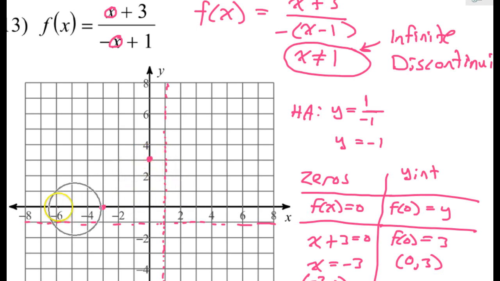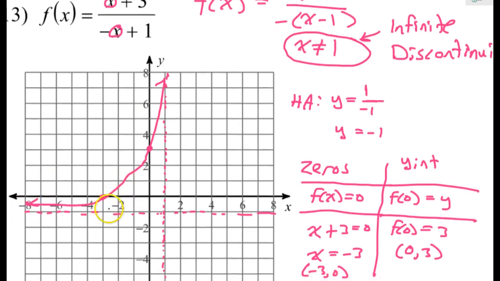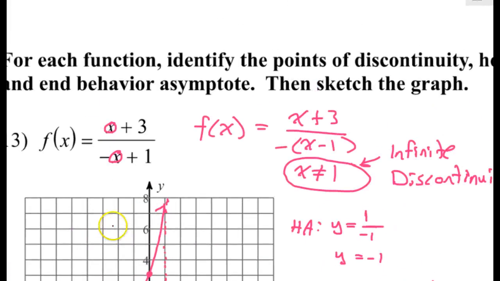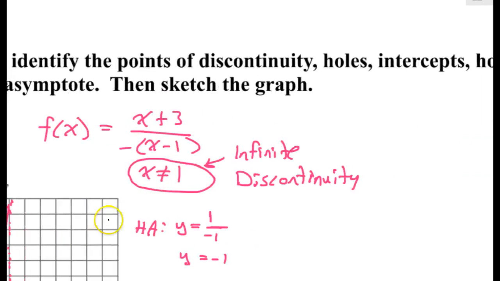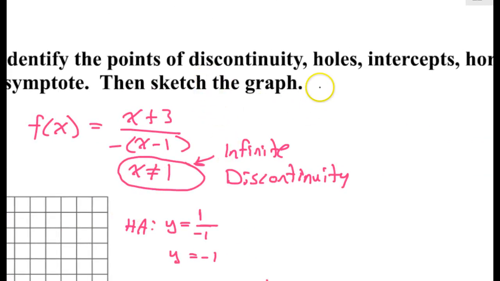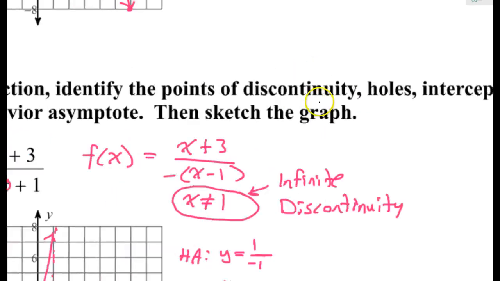So these points are enough to really show me that this branch of the function is going to look something like this, because I've got to pass through those points and approach these asymptotes. So that's going to look something like that. So I think I found all the stuff I'm supposed to find. I found the discontinuity, the holes. Well, there were no holes. Horizontal asymptote, intercepts.